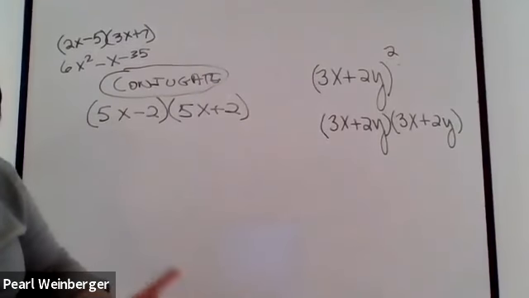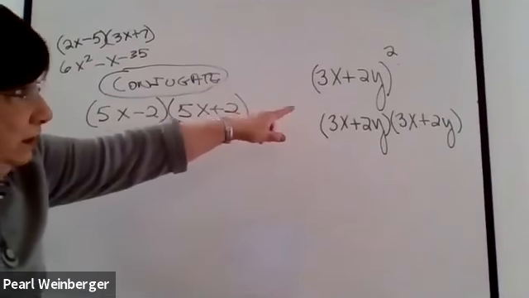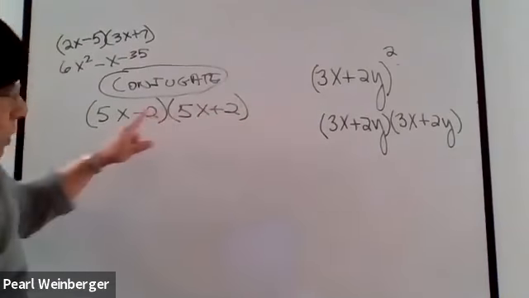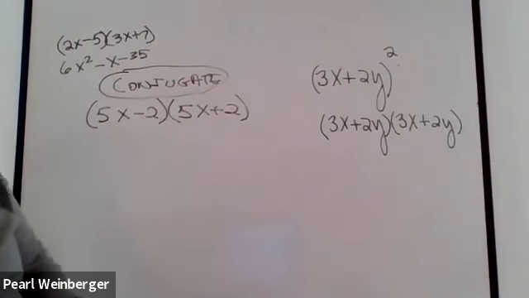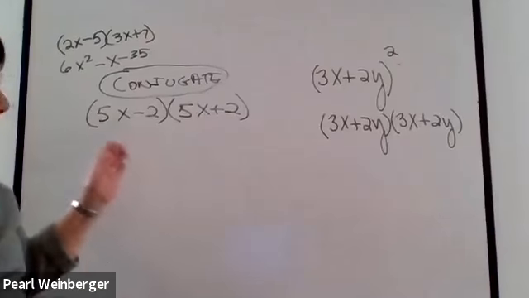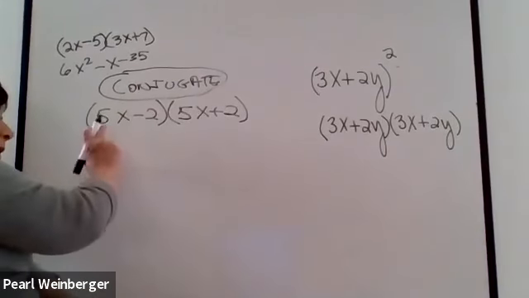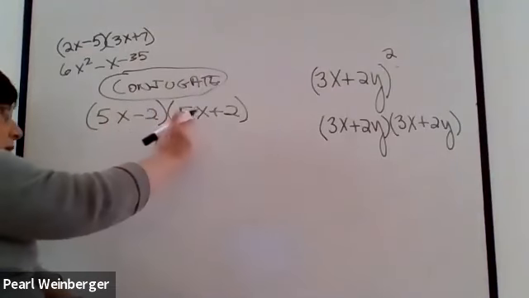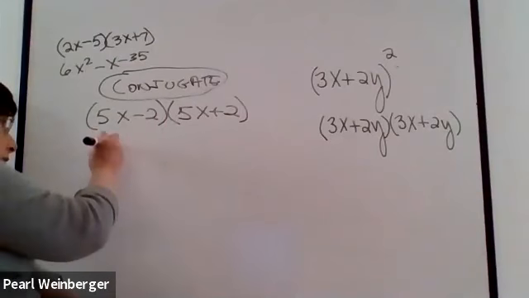Something very interesting happens when you multiply conjugate binomials. Again, they're binomials, they're not identical because one has a plus and one has a minus, but they're almost identical. When I use FOIL on this, let's see what happens. I'll do 5x times 5x, that's first, which will give me 25x squared.